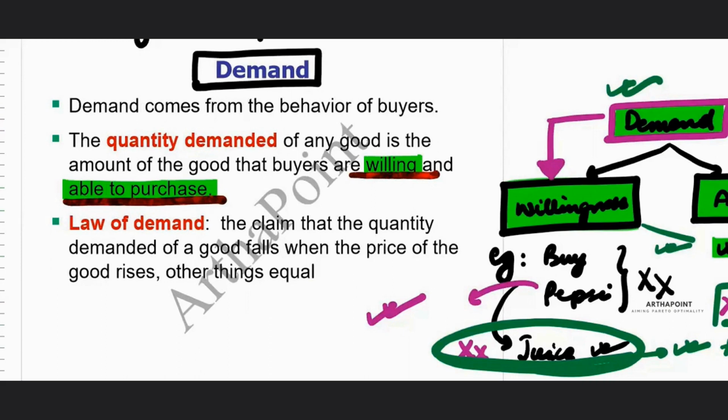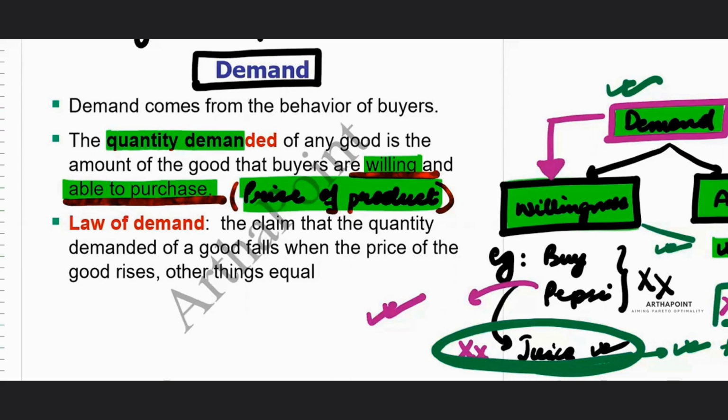Any individual who has both the willingness and the ability is going to buy the product. Of course, this willingness and ability is related to the price of the product, isn't it? Whether I am willing to pay for a particular product and whether I am able to pay for it depends on how that product is priced in the market. So the quantity demanded of any good is the amount of good that consumers are willing and able to buy at a given price.